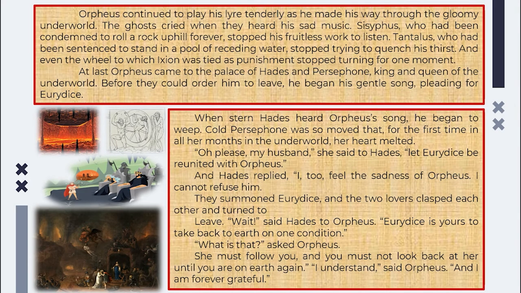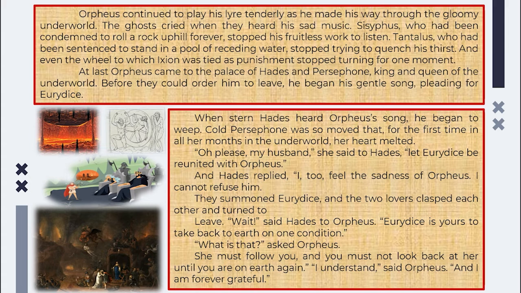Orpheus continued to play his lyre tenderly as he made his way through the gloomy underworld. The ghosts cried when they heard his sad music. Sisyphus, who had been condemned to roll a rock uphill forever, stopped his fruitless work to listen. Tantalus, who had been sentenced to stand in a pool of receding water, stopped trying to quench his thirst, and even the wheel to which Ixion was tied in punishment stopped turning for one moment.